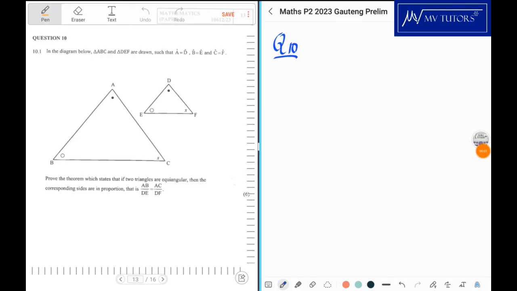Question 10. 10.1. Okay, so looks like we have a proof question here. In the diagram below, triangle ABC and triangle DEF are drawn such that angle A is equal to angle D, angle B is equal to angle E, and angle C is equal to angle F. Now prove the theorem which states that if two triangles are equiangular, then the corresponding sides are in proportion, right? That is, AB over DE is equal to AC over DF.